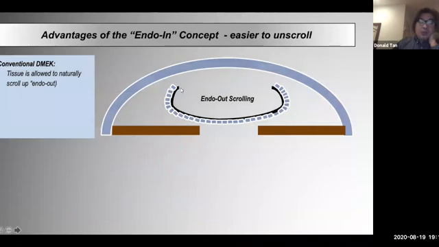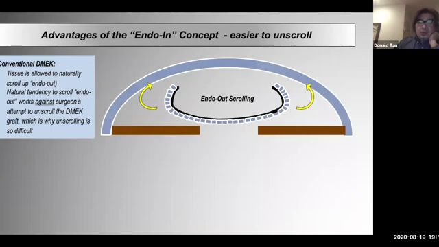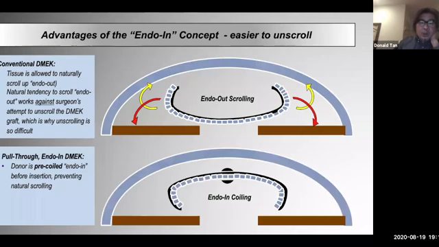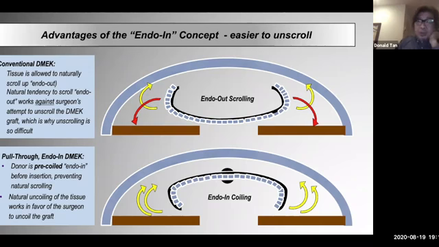So this is conventional tissue. Here it's already almost unfolded, but you'll see that it normally coils endo out. And what happens then is the surgeon has to go against the natural force of the tissue to unfold it. Contrast with the pull-through technique where here you can see you're holding it with forceps. It's still the right way up, but you've pre-coiled it endo in, and therefore the natural intent of the tissue is to uncoil the right way anyway. So you're using the springiness of the tissue to help you to unfold it the right way.